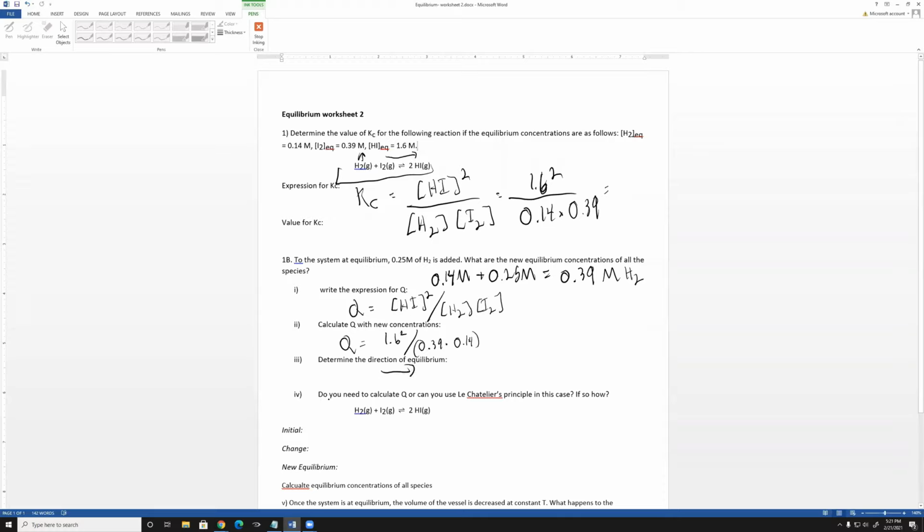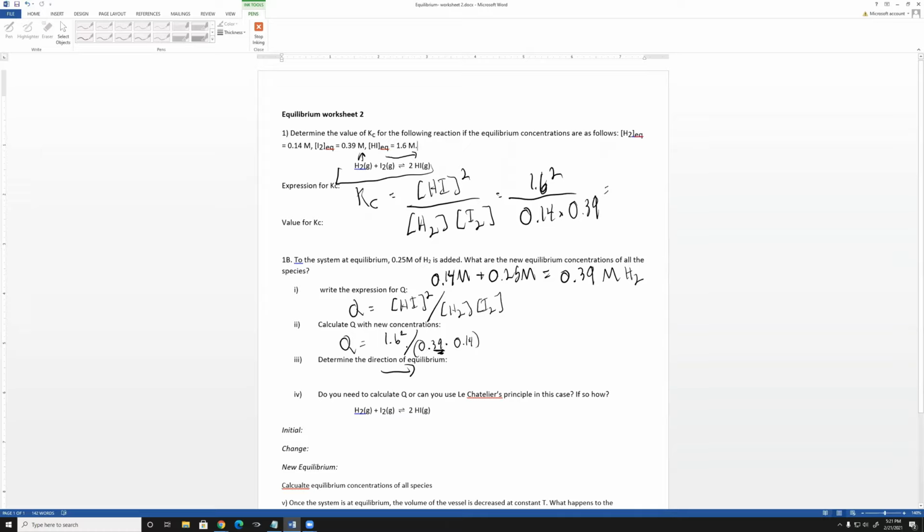Now, do you need to calculate Q, or can you use Le Chatelier's principle in this case? We just use Le Chatelier's principle. And if so, how? We just explained how. But you could also use Q, because in this case, Q would be lower than K, because you're increasing the value in the denominator. This means that the value of Q would be lower.